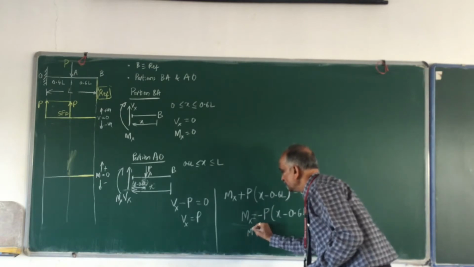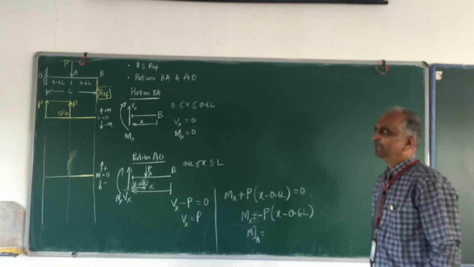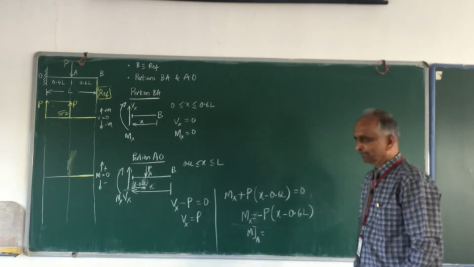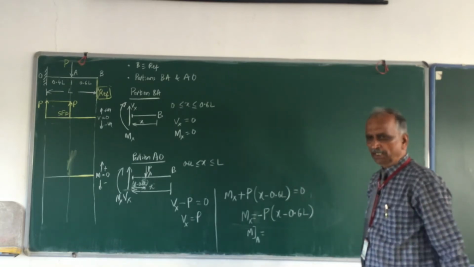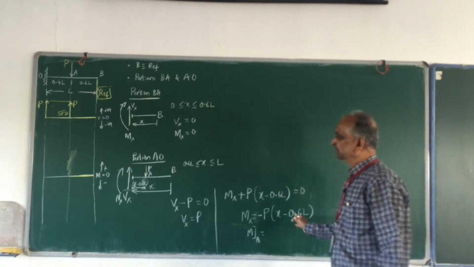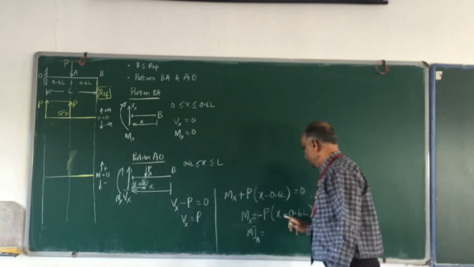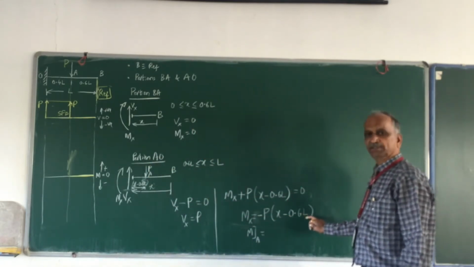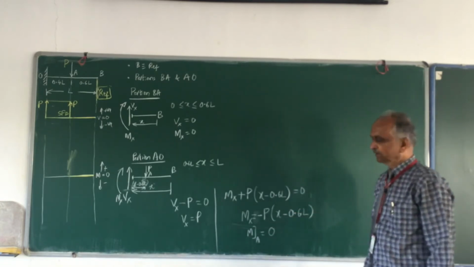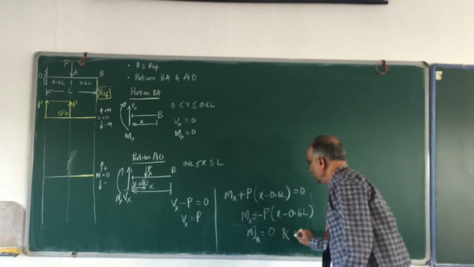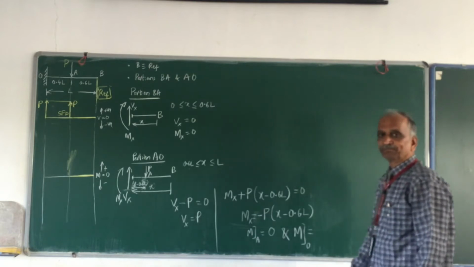So how can I get it? I shall get the bending moment. What is it at A? How much is the bending moment at point A? Okay, for point A, or the section at point A, what is the value of x? What is the value of x? x is 0.6 L. So substitute 0.6 L minus 0.6 L, it becomes 0, and the bending moment at point A is equal to 0. Then similarly, what is the bending moment at point O, or at section O?